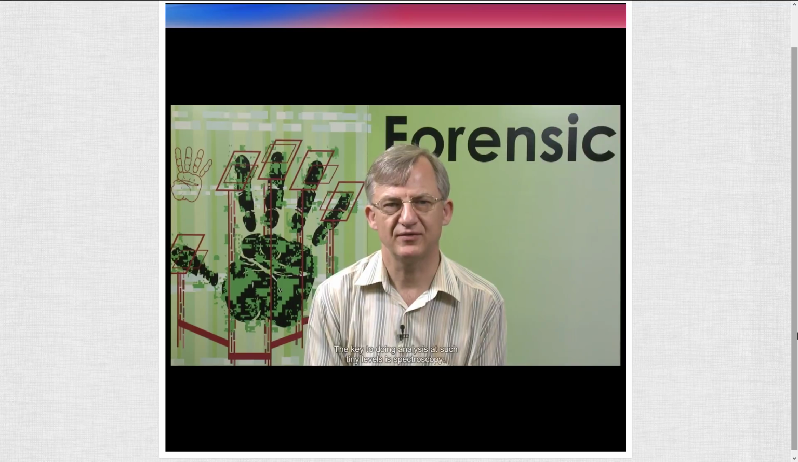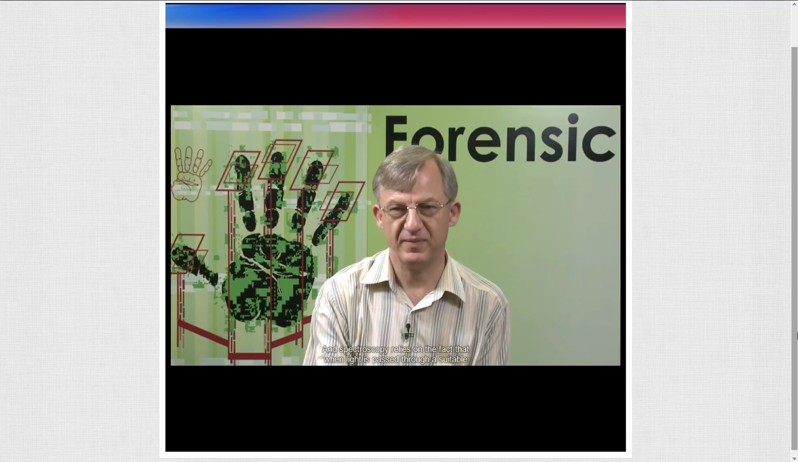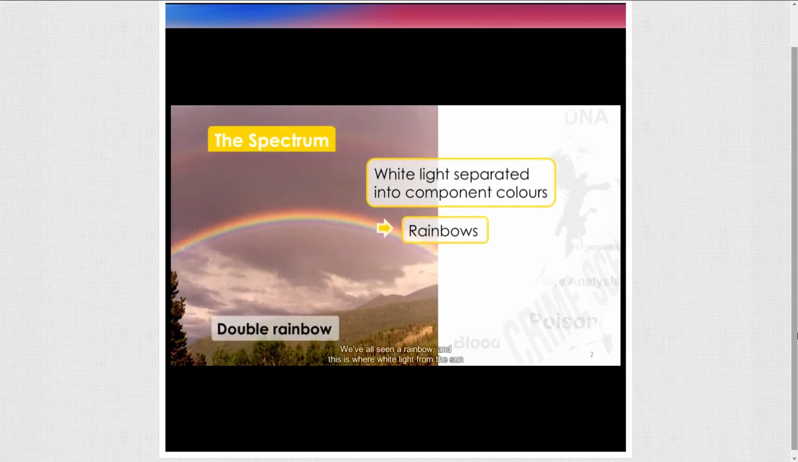Key to doing analysis at such tiny levels is spectroscopy. And spectroscopy relies on the fact that when light is passed through a suitable material, it's broken up into its component colors, which is the spectrum. And this is something we're all familiar with. We've all seen a rainbow. And this is where white light from the sun is broken up into its component colors by raindrops in the air. The same phenomenon can be achieved using a glass prism.